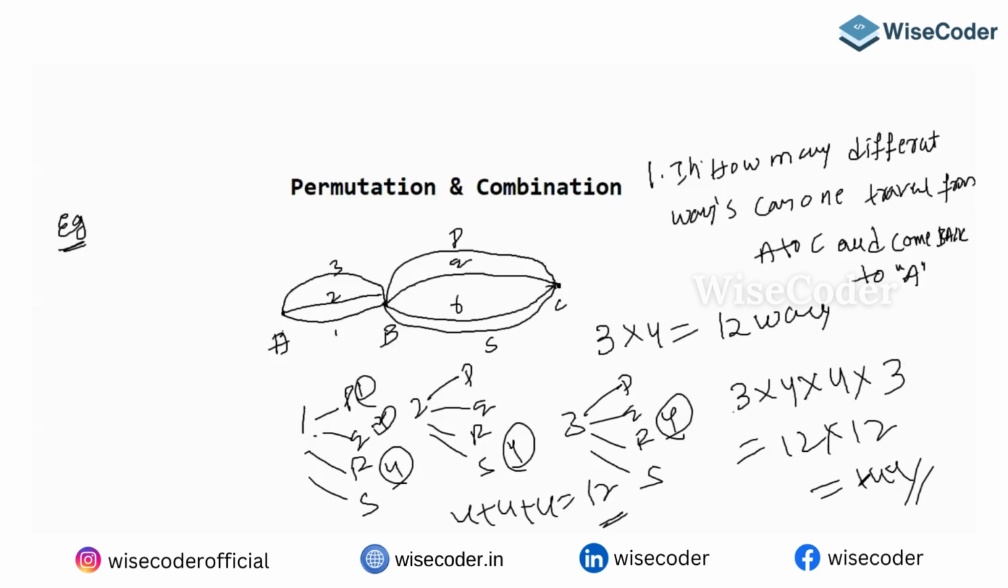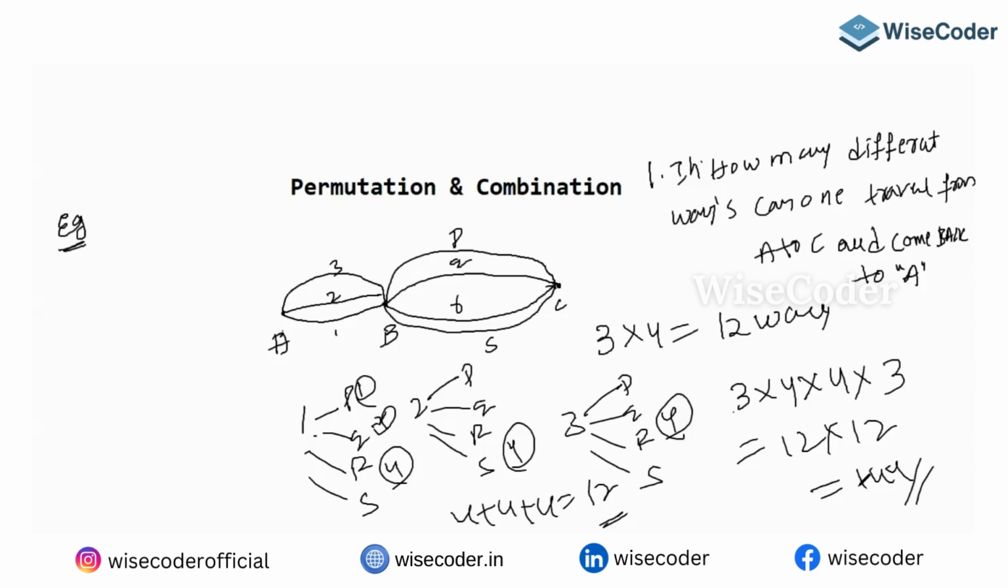The total number of ways will be what, guys? 144 ways. Logically, for each of the 12 ways of going A to C, there are a further 12 ways of returning from C to A. That's where the total number of ways for the round trip will be 12 into 12, that will give you 144. Okay, you cannot list out 144 here.